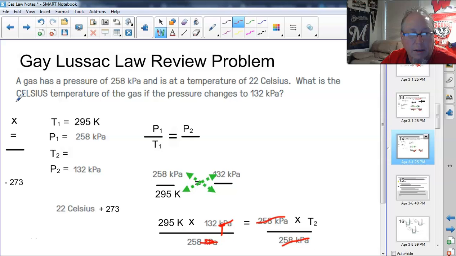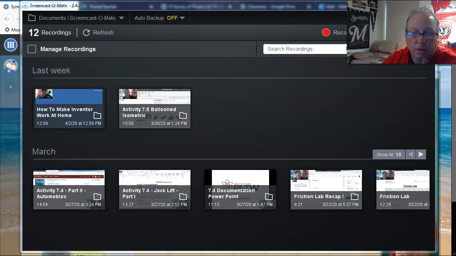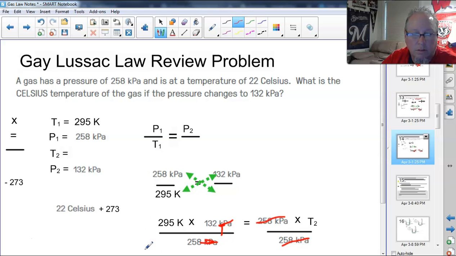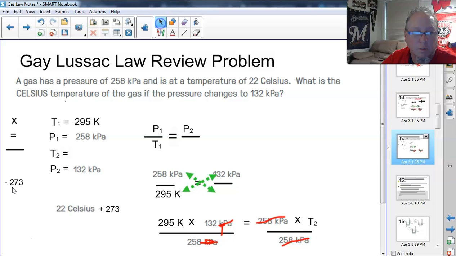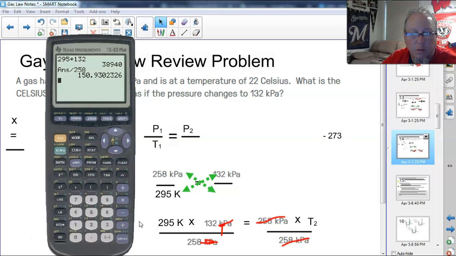And the problem said, what is the Celsius temperature? So, in order to go from this Kelvin temperature back into a Celsius temperature, I'm going to have to subtract 273. I'm just going to do that right on my calculator. And I got minus 122.